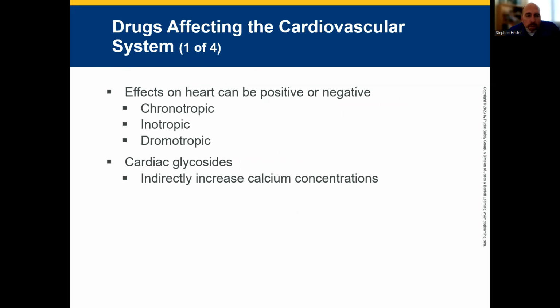Your cardiovascular system effects can be positive or negative. So your chronotropics affect the heart rate. Your inotropics change the force of contraction. Your dromotropics alter the velocity of the conduction of the electricity through the heart. And all these can be positive or negative. All right, cardiac glycosides are derived from plants. They block certain ionic pumps in cell membranes, which indirectly increases calcium concentrations.